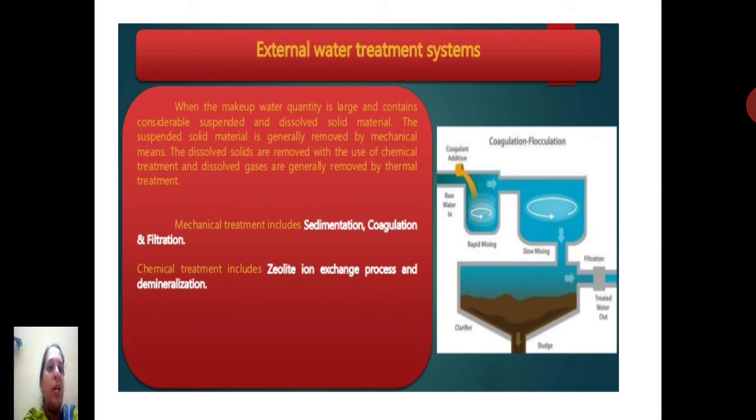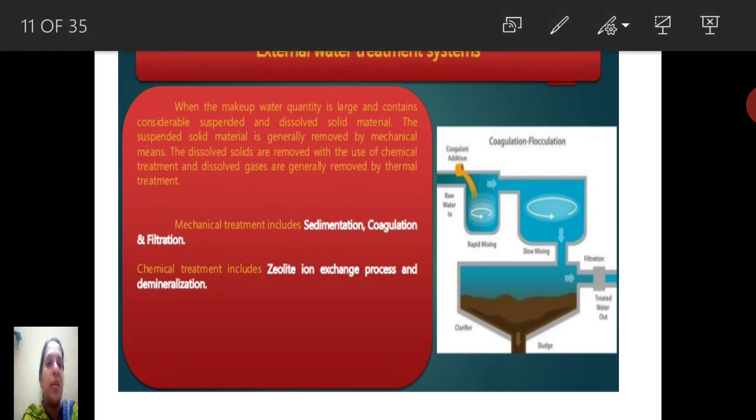Here you could see that the wastewater, or the feed water, is taken to the coagulation tank, where coagulants like alum or other coagulants, ferrous sulfate, ferric chloride can be added, and it is given rapid mixing. Then it is further subjected to slow mixing so that the flocs get mixed together, attach together and settle, and it is taken to the clarifier where it settles and is filtered, and the filtered water can be used for your boiler purpose. Chemical treatment includes the zeolite ion exchange process as well as the demineralization process.